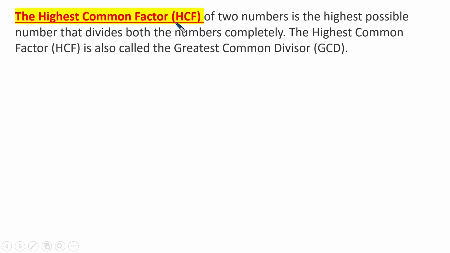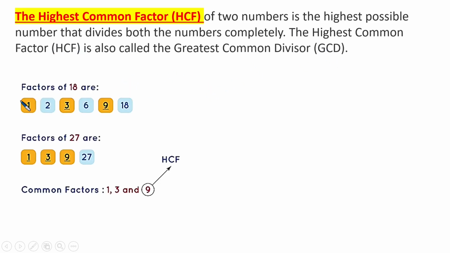Now we discuss the highest common factor. The highest common factor of two numbers is the highest possible number, the single number, that divides both the numbers which you have taken into consideration completely. The highest common factor is also called the greatest common divisor. Some people call it HCF, some people call it GCD. Both are the same.